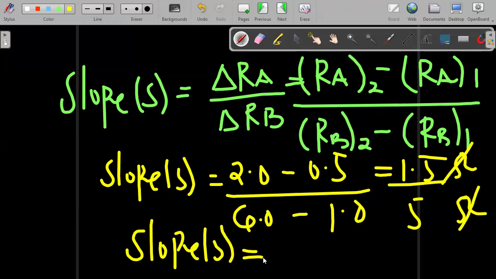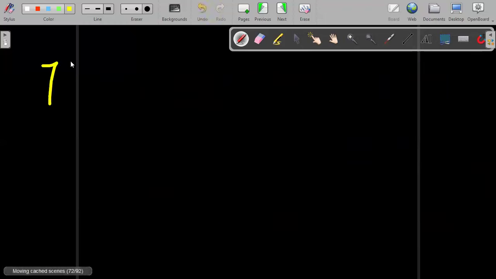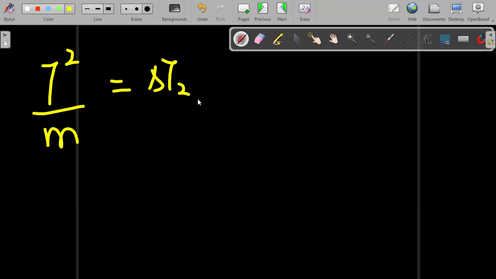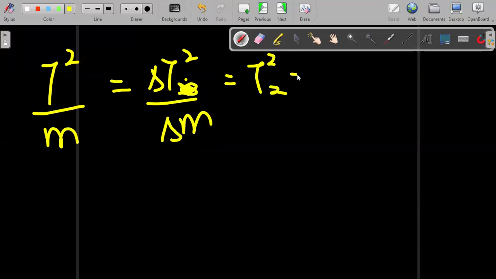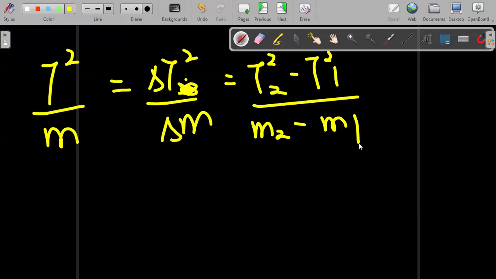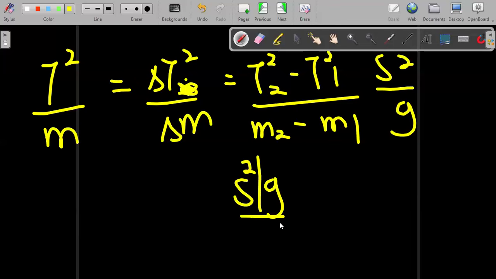Let's assume we are plotting the graph of T squared against m, for instance. I will have the change in T squared over the change in m, which is T squared 2 minus T squared 1 over m2 minus m1. This one is seconds squared, this one is grams. So you write your slope as seconds squared per gram.